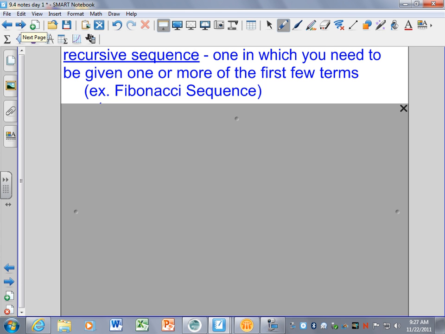There's another type of sequence that's not an explicit formula. Explicit formula, given a term, you just plug it in. A recursive sequence is one that you need to be given at least one term to start with. Like, if you're given these rules that you use the previous term to get the next term. An example of this is the Fibonacci sequence, named after Fibonacci, a math guy.